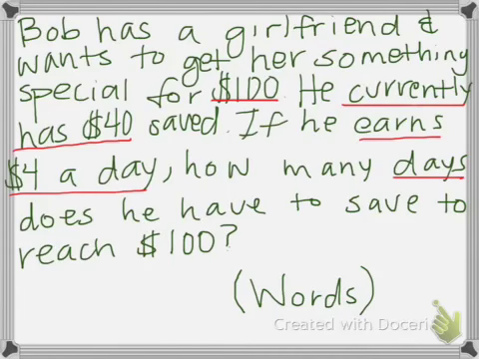Bob has a girlfriend and wants to get her something special for $100. He currently has $40 saved. If he earns $4 a day, how many days does he have to save to reach $100? Here we are already given the words, or the original problem, which is known as W. Next, we need to figure out the rest of the faces to completely solve the problem, which are the table, graph, and the rule or equation. Let's take this step by step.